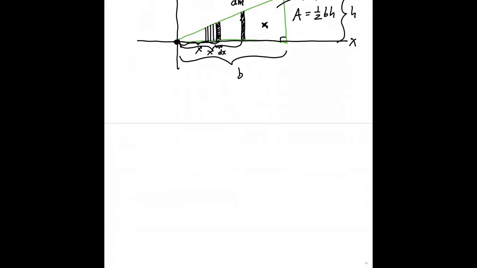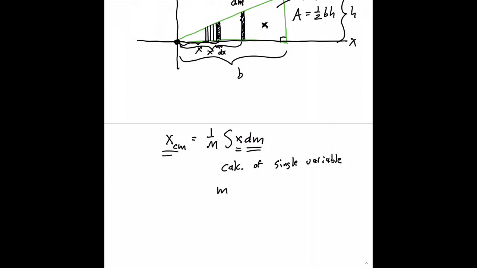So let's restate the equation we're working with. The location of the center of mass, at least along the x-axis, is equal to 1 over the total mass times the integral of x dm. Now this is a bit tricky because we have two different variables, m and x, but we want to turn this into calculus of a single variable. So we need to find a way to describe m in terms of x, and that's probably the trickiest part of this whole solution.